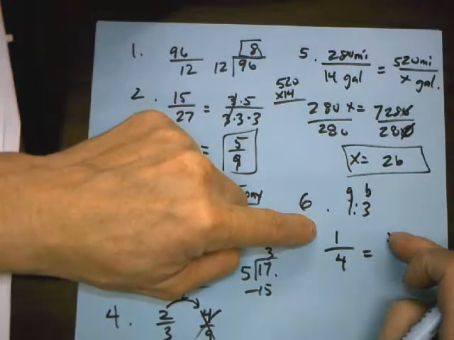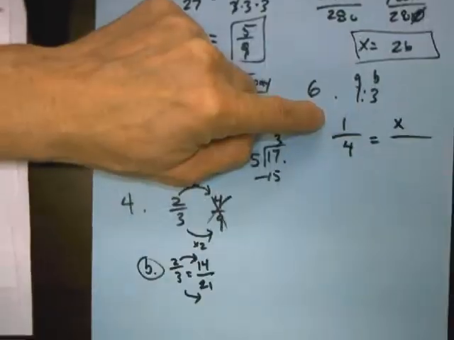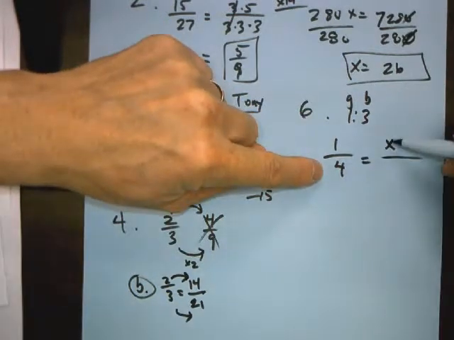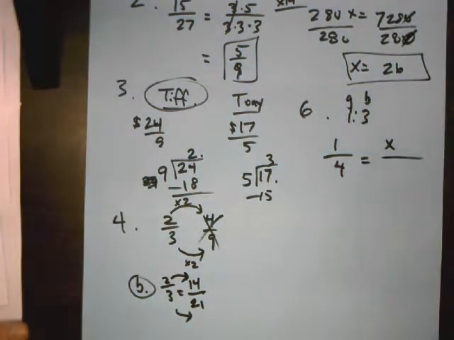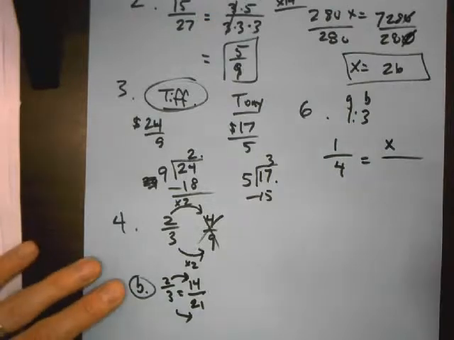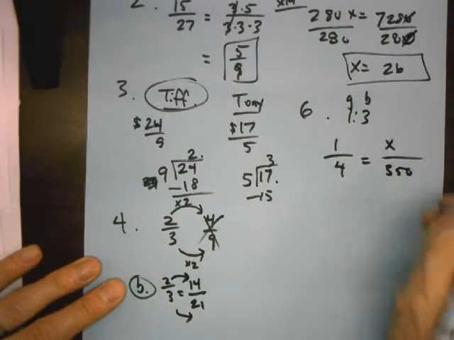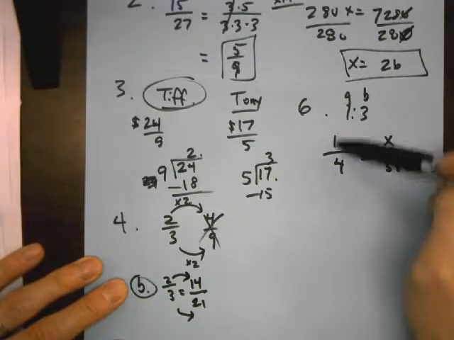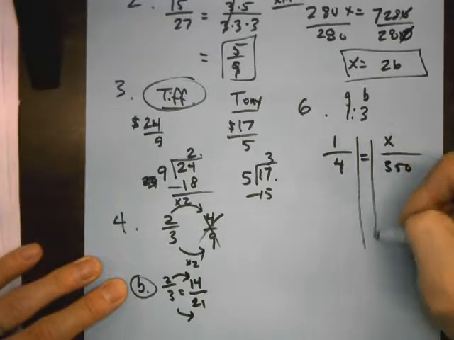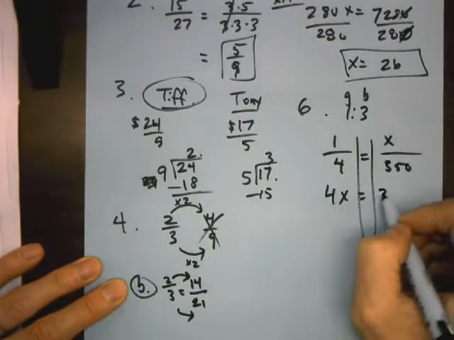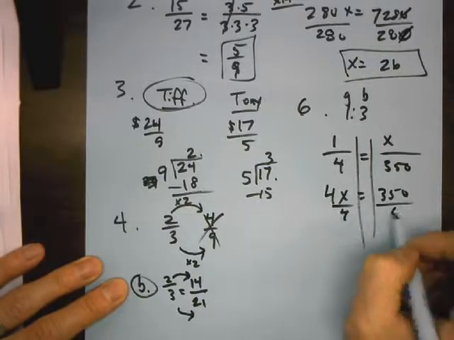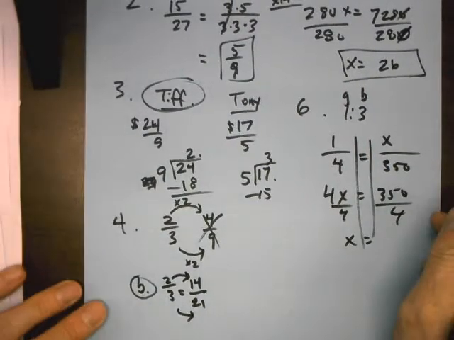So I got girls on top. So I go x over here. Excuse me, 1 over 4 and x over this. And then let's see, we have 350 total. So I got girls on top, total on bottom, girls on top, total on bottom. I cross multiply to solve this proportion. Divide both sides by 4.